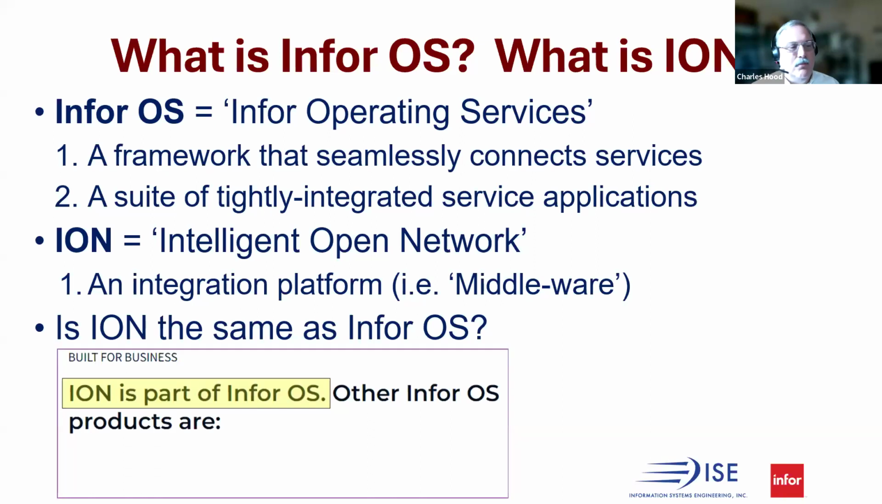Now the product, if you go back far enough, and I know some of us do, used to be called ION. And ION means Intelligent Open Network. And ION is still part of Infor OS, very much so, a very important piece. It's the middleware. It's the part that holds everything together, allowing all this tightly integrated communication and integration to take place.